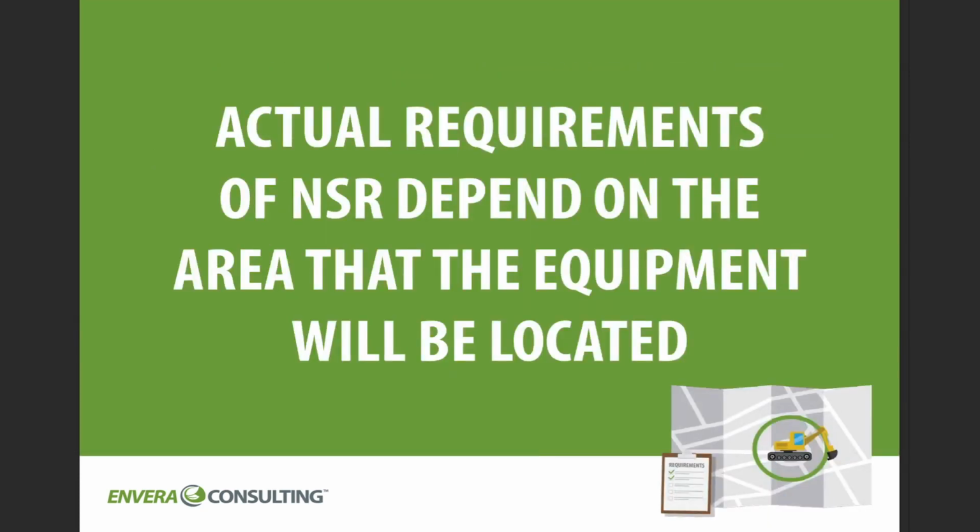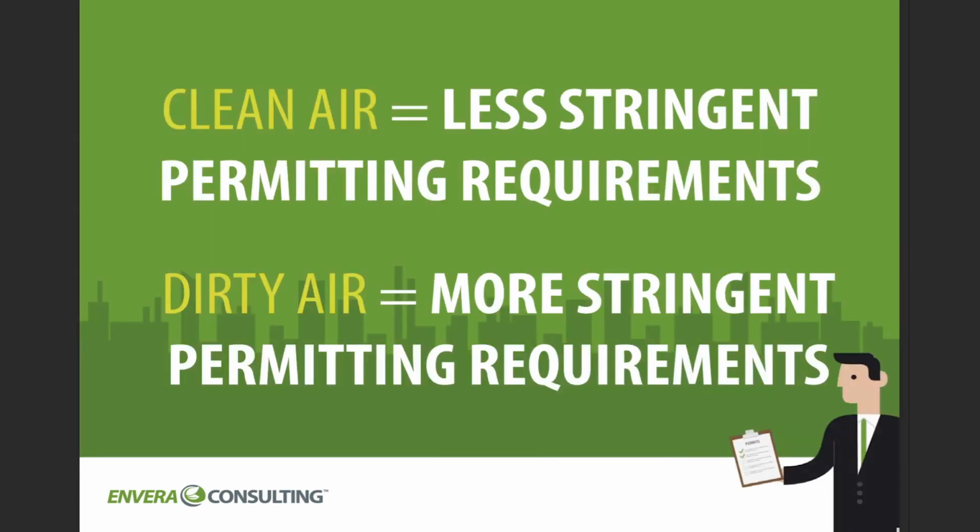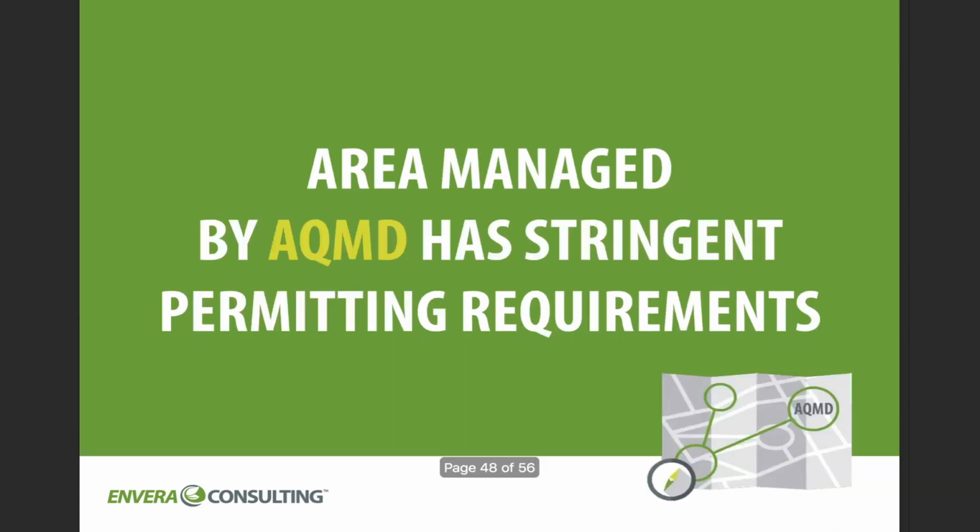Now in practice, the actual requirements of new source review depend on the area that your equipment is located in. So as you see here, if you're in an area that has, quote, clean air, then the permit requirements would be less stringent. On the other hand, if you're in an area that has, quote, dirty air, then the permit requirements would be more stringent. Let's just say that the area managed by the AQMD has very stringent permitting requirements. You should already know that by now.